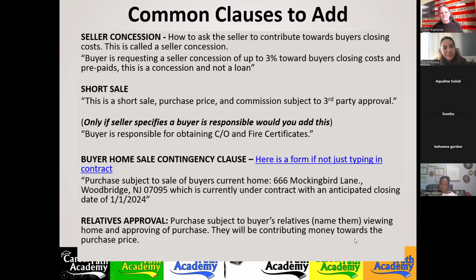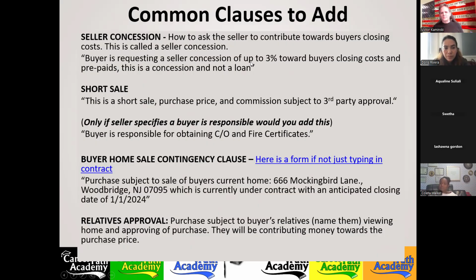All right. So here's the way you would add. Here's one way you could add. Maybe your broker has their own way of writing it in. How to ask for a seller's concession in a contract. Well, you could write, the buyer's requesting a seller concession up to 3% towards the buyer's closing costs and prepaids. That's prepaid interest on the loan. This is a concession and not a loan.